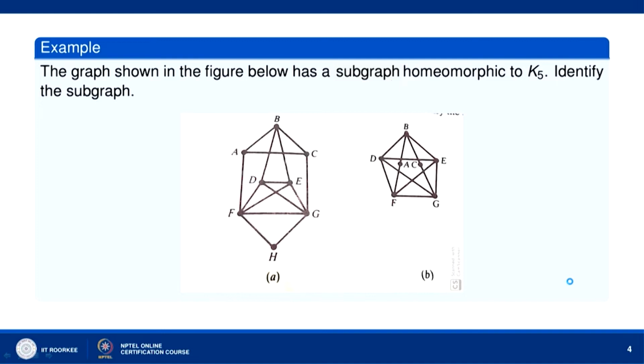Now, let us look at the second one. The graph shown in this figure has a subgraph homeomorphic to K5. Identify the subgraph. So, what we do here, let us remove the vertex H, the edges FH and HG. When we remove the vertex H, the edges FH and GH will also be removed.